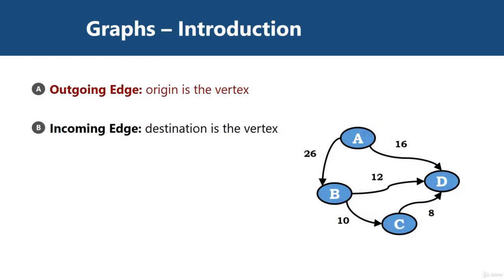The outgoing edges of a vertex are the directed edges whose origin is the vertex. The incoming edges of a vertex are the directed edges whose destination is the vertex. For example, consider an edge from vertex A to vertex B. This edge is an outgoing edge from vertex A and an incoming edge on vertex B. In the same way, consider an edge from vertex B to vertex C. This edge is outgoing from vertex B and incoming on vertex C.